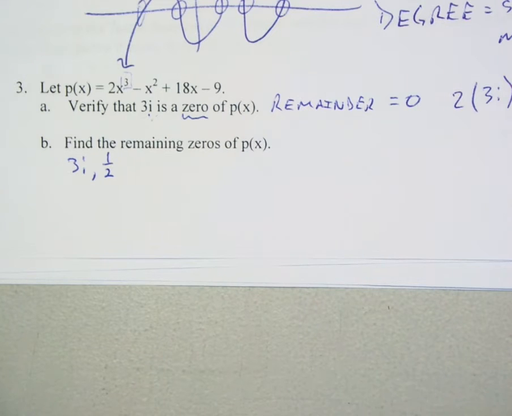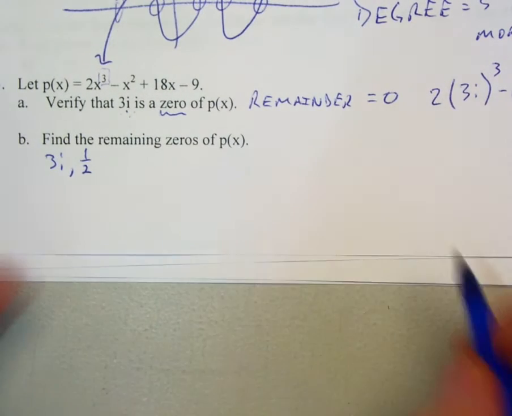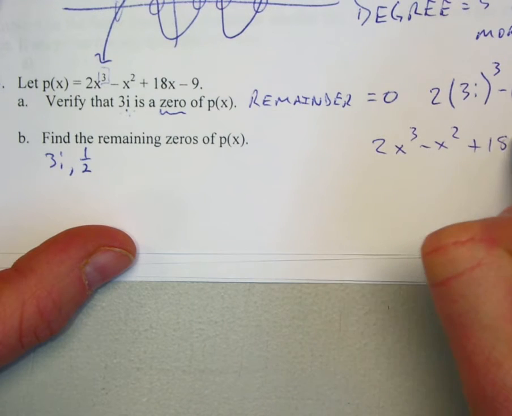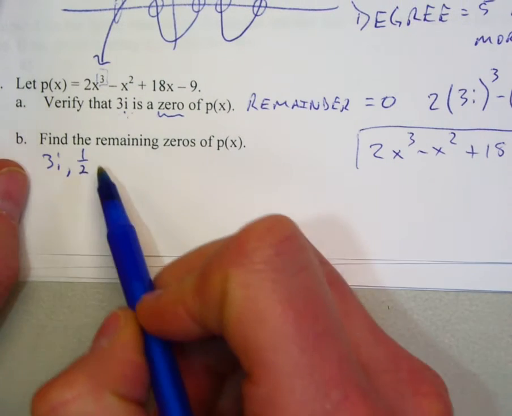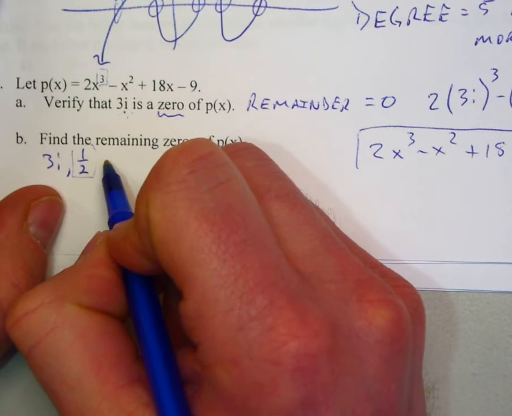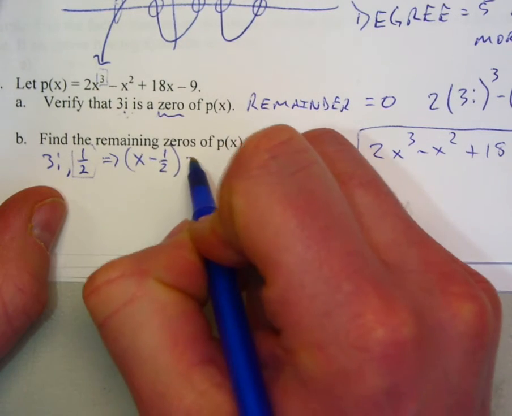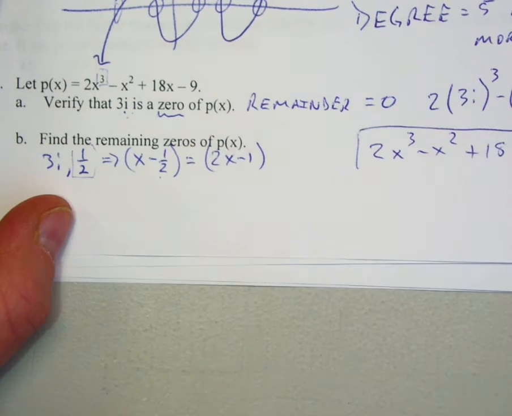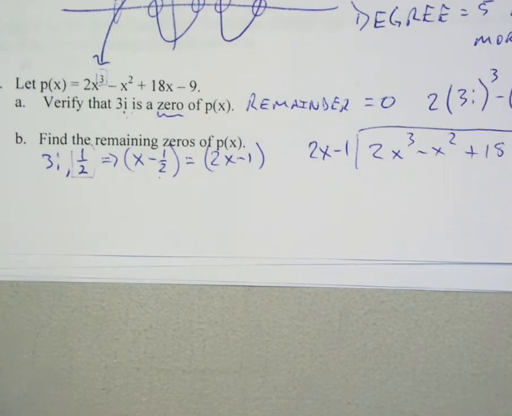Actually, one of our best tools that we can use, and you're going to love this, is polynomial long division. So here's how it's going to go. I'm going to take this polynomial and write it out: 2x cubed minus x squared plus 18x minus 9. And I'm going to divide out the zero that I already know. So if that's 1/2, let's turn this into a factor. It's going to be x minus 1/2, which times 2 is actually 2x minus 1. That would be the factor that I know I'm going to use for this polynomial. So 2x minus 1 is what we're going to divide out.